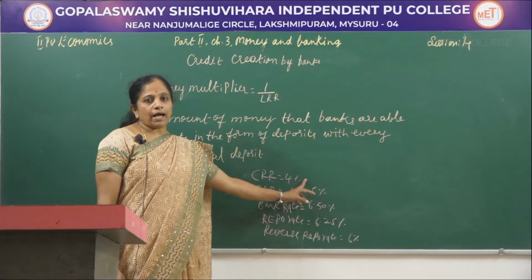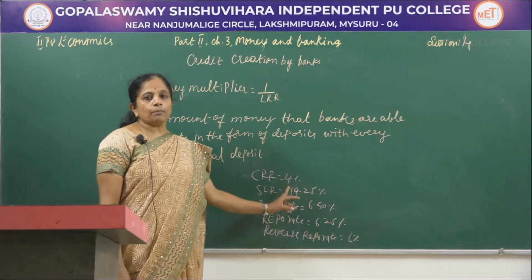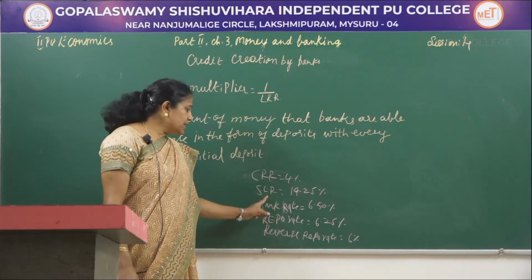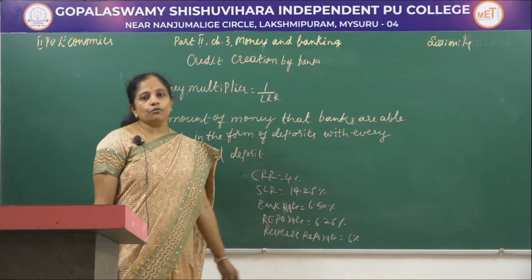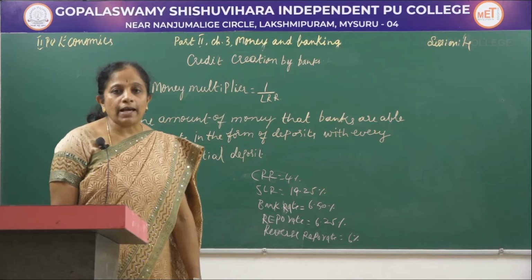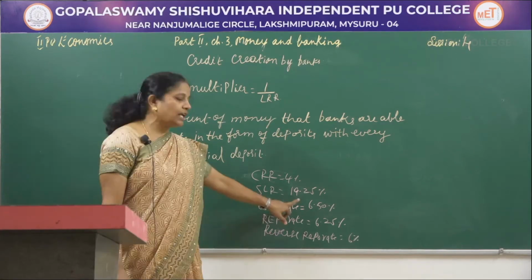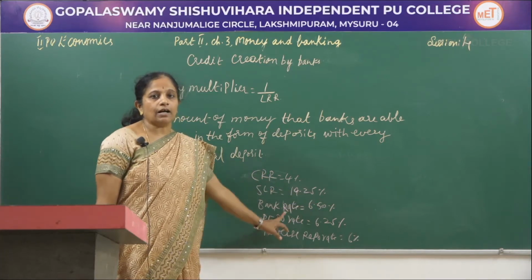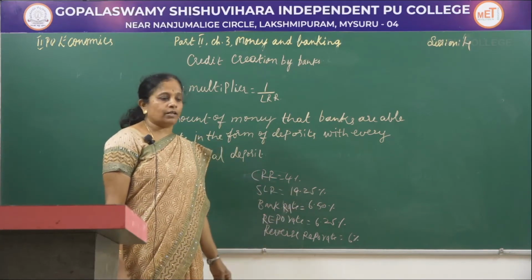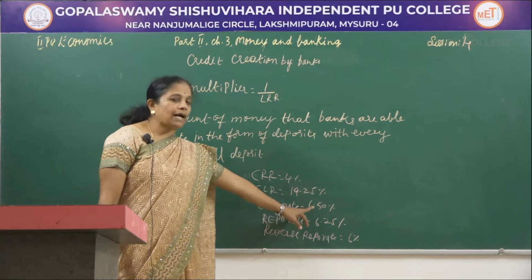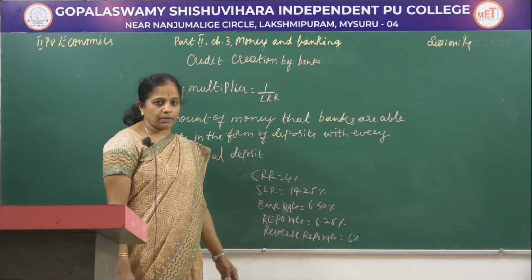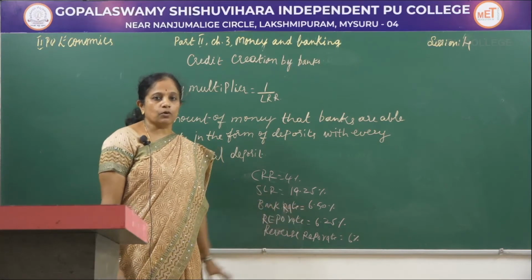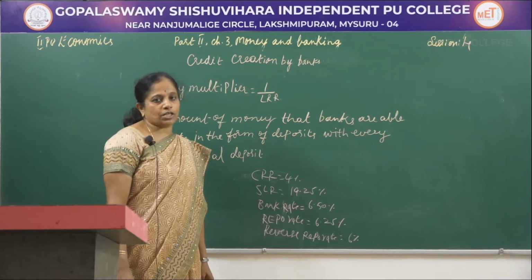All the commercial banks are supposed to keep 4% of their deposits at the Reserve Bank. The SLR is 19.25%. All the commercial banks are supposed to reserve 19.25% of every deposit as SLR in their particular vault. The third one is the bank rate, that is 6.5% at present. That is the lending rate for long-term loans from RBI to the commercial banks.